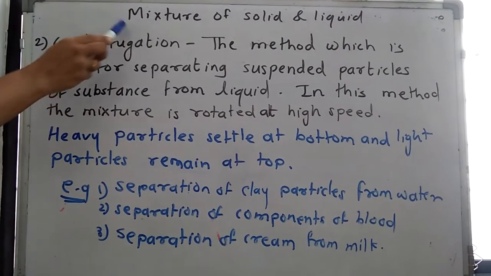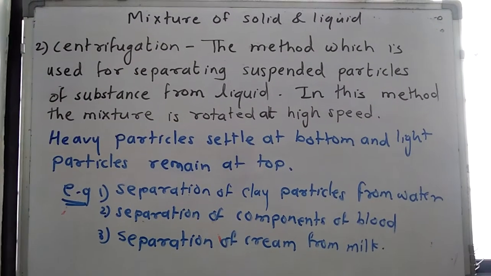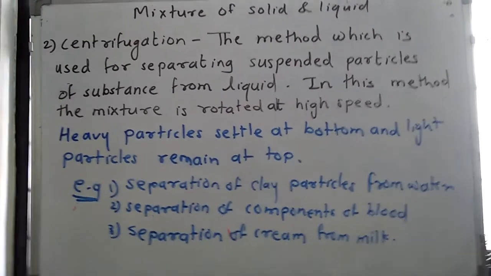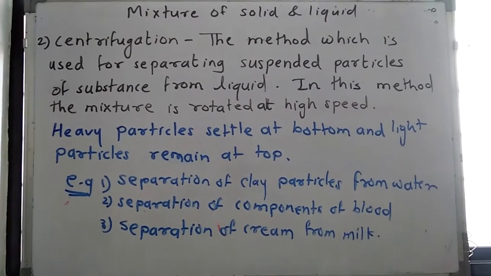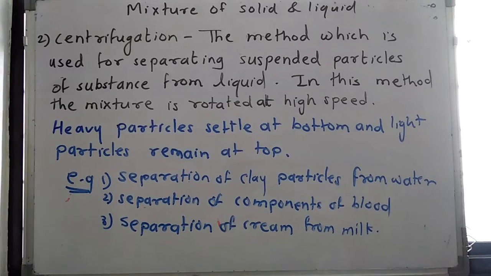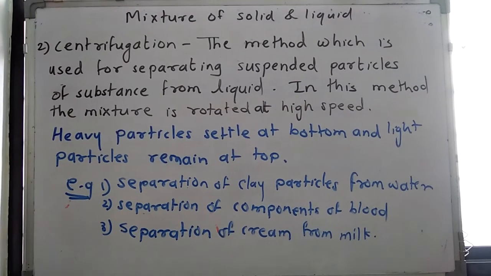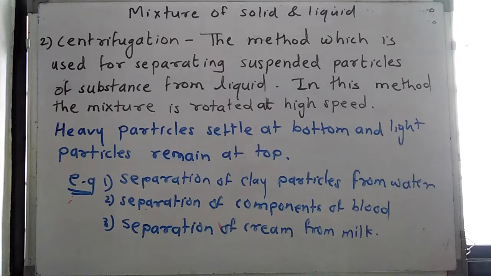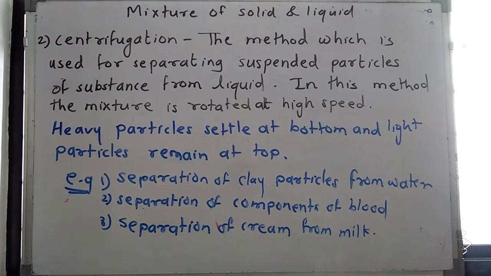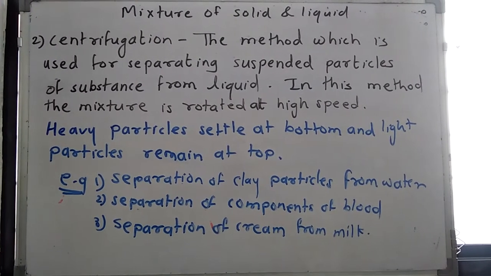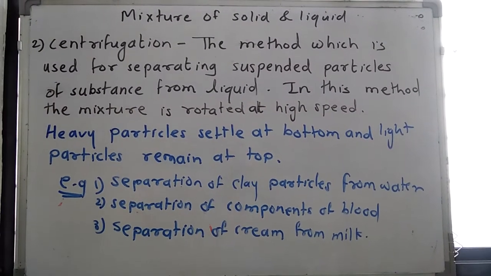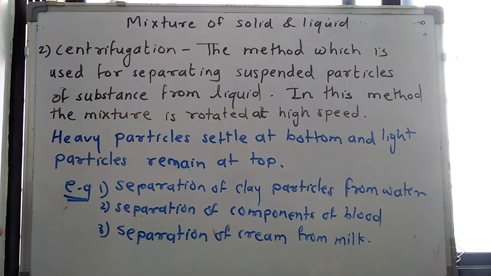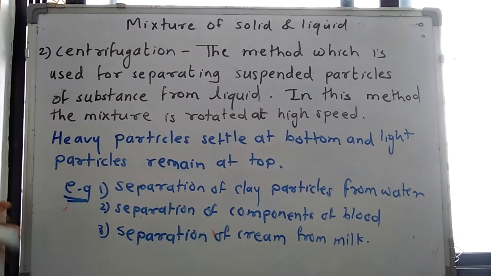Now, the second method of separation of solid and liquid is centrifugation. Why is it called centrifugation? Because it is done in a machine called the centrifuge. So this process is called centrifugation. In this method, we can separate a solid and a liquid, in which suspended particles can be separated from the liquid.